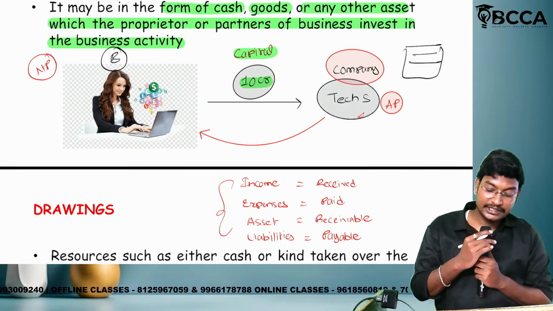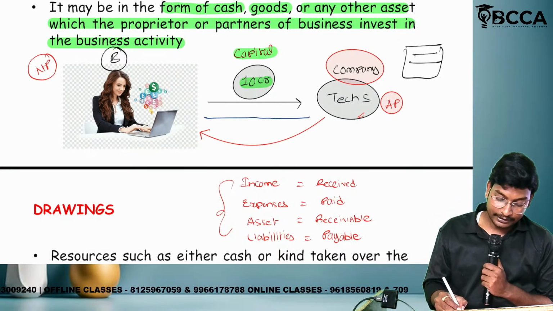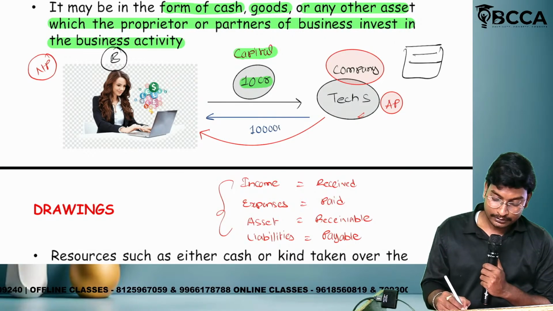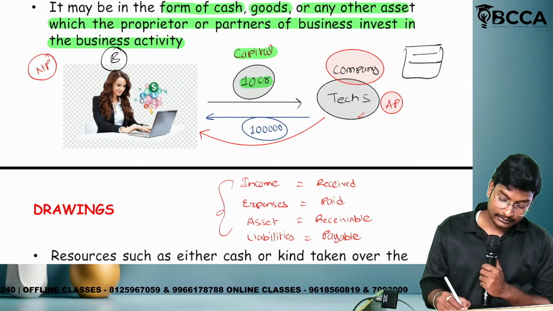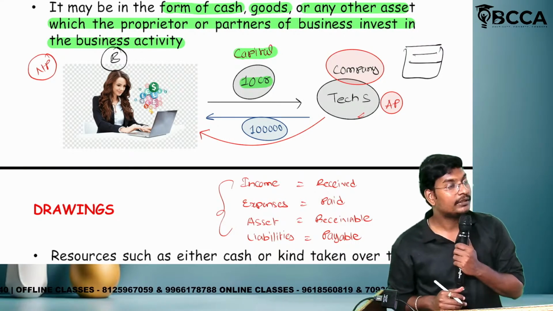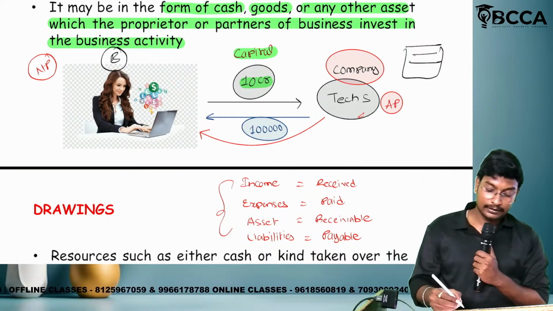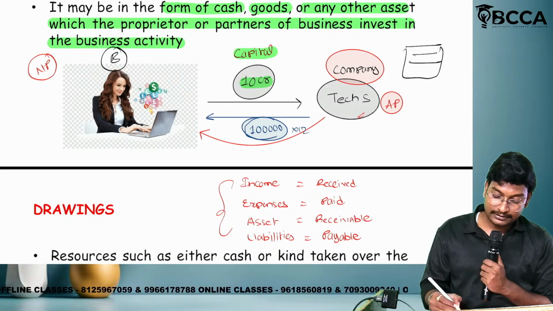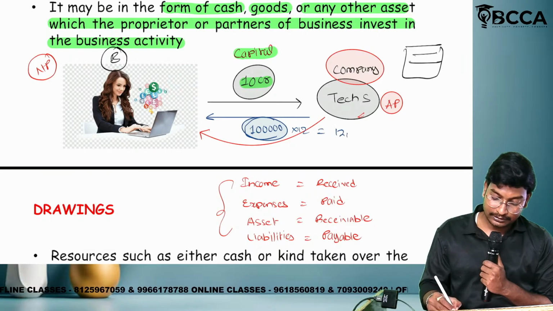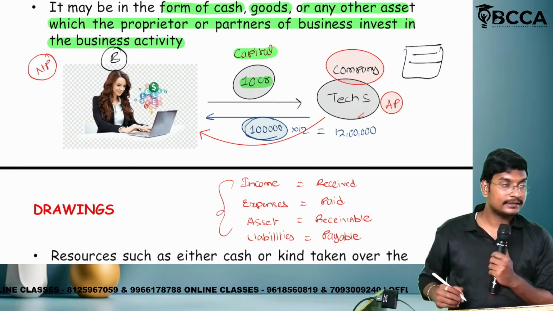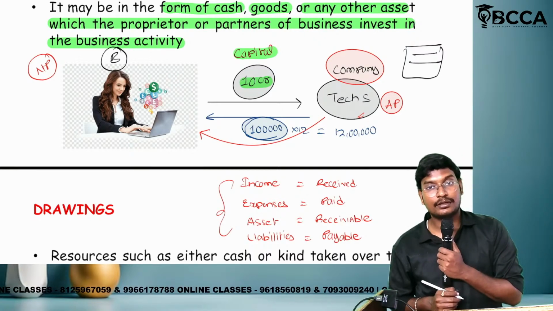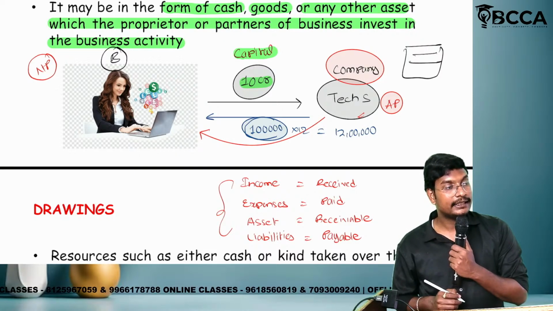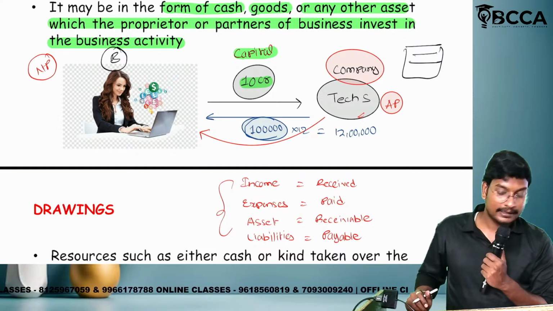So what she is doing is, every month end, she is taking 1 lakh rupees in cash for her daily life. So this 1 lakh every month, into 12 months, is 12 lakhs. This 12 lakh is called drawings. She can take anything, whether goods, assets or cash.